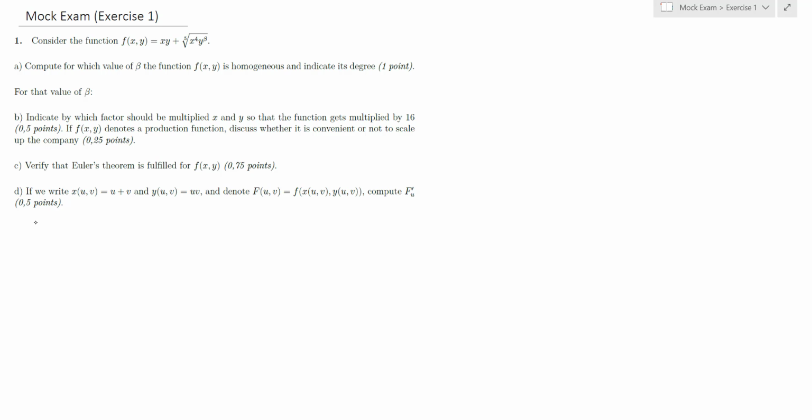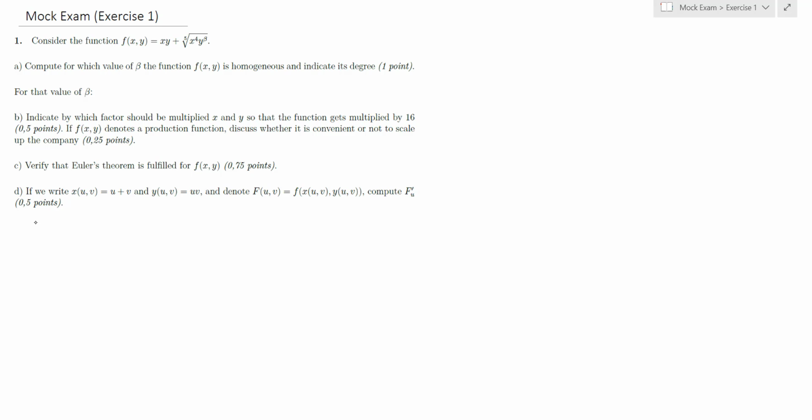In the following video, we are going to address the resolution of a mock exam concerning homogeneous and composite functions, as well as free optimization, optimization without constraints, and optimization with constraints in the graphical way. So let's start here with this first exercise on homogeneous functions.